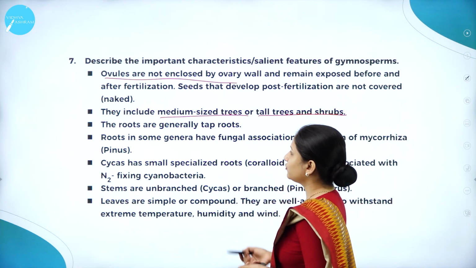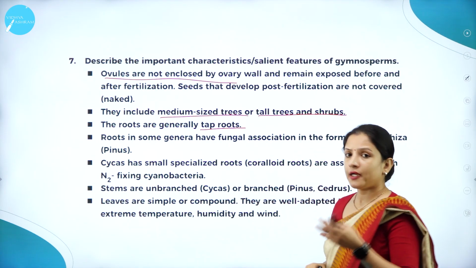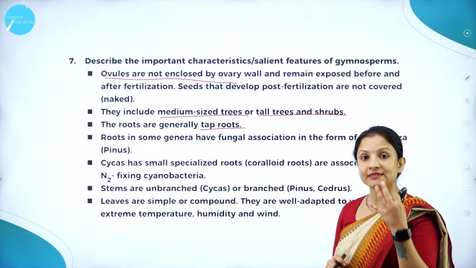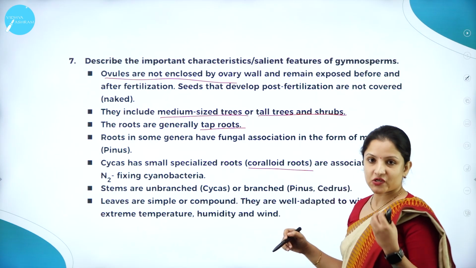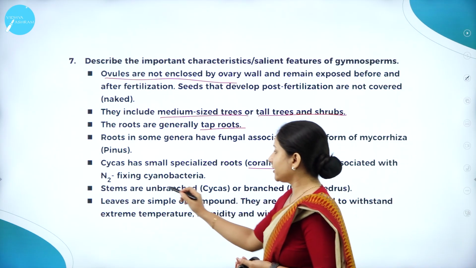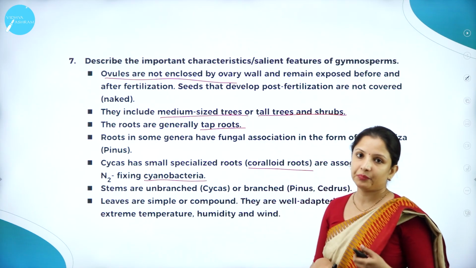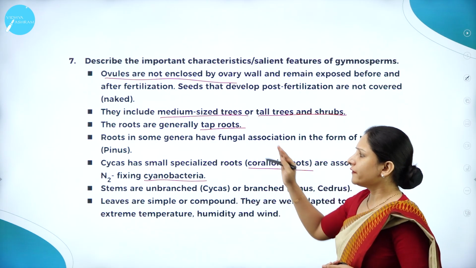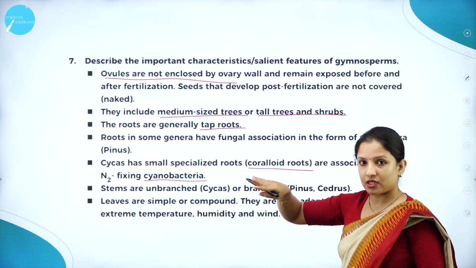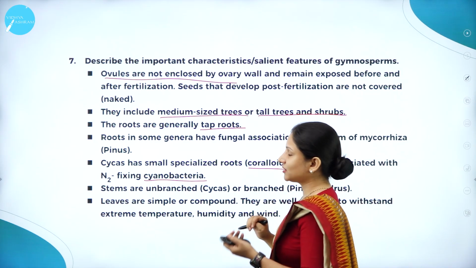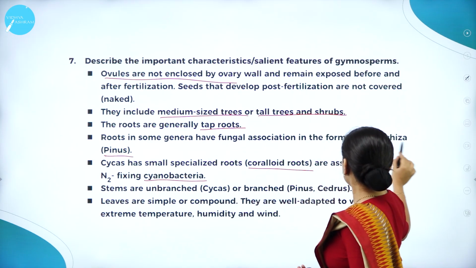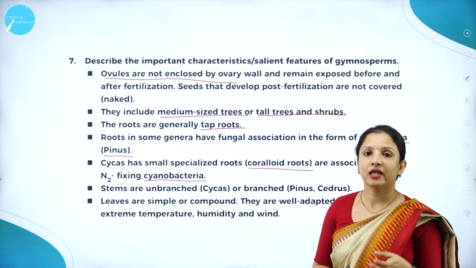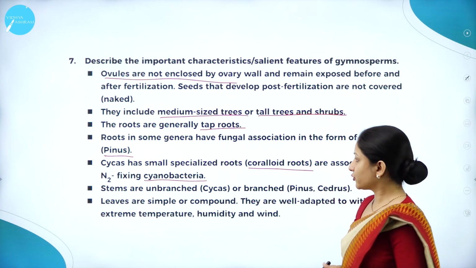For example, the giant sequoia, the redwood tree, is the tallest gymnosperm that stands to date. And the roots are generally tap roots, and the roots especially in cycas are called coralloid roots, and they have special bacteria called cyanobacteria which help in fixing atmospheric nitrogen, which you don't find in any other plant kingdom members. And the roots in some genera, for example in Pinus, have mycorrhiza, and mycorrhiza are also important in helping the plant take up nutrients properly.